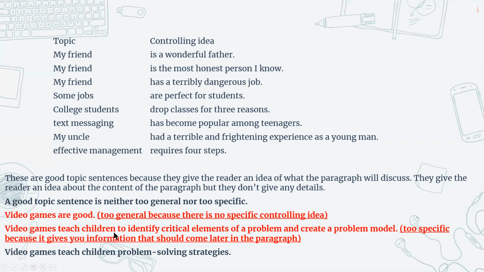Let's look at the next one. Video games teach children to identify critical elements of a problem and create a problem model. This is too specific because it gives you information that should come later in the paragraph. You are talking about how video games can help children develop problem-solving strategies. Identifying critical elements of a problem and creating a problem model are called problem-solving strategies. But in this topic sentence, you are giving specific information. You are being too specific, and this is a mistake.